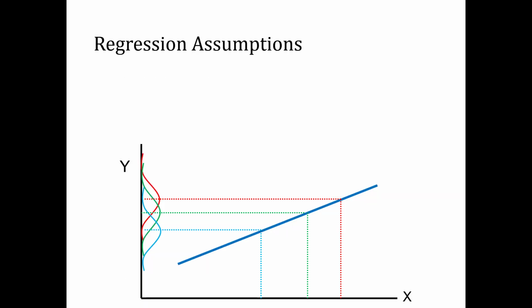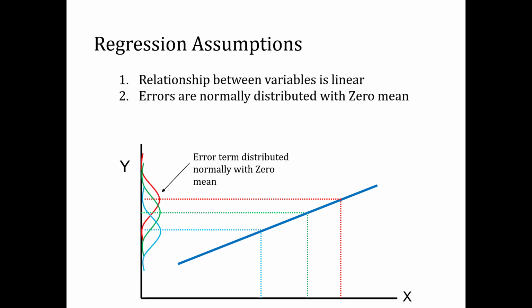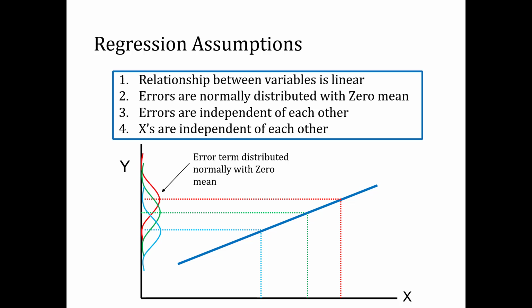In closing, we should be aware of the assumptions underlying regression, because regression may not be appropriate if the assumptions are violated. First, it assumes that the relationship between variables is linear. If this is incorrect, then regression can give you very misleading results. Second, it assumes that errors, that is, the effects of unobserved factors on Y, are normally distributed with 0 mean. Third, it assumes that the errors are uncorrelated with each other, that is, errors for each data point are independent of each other. And finally, it assumes that the independent variables, the x's, are independent of each other, that is, uncorrelated.